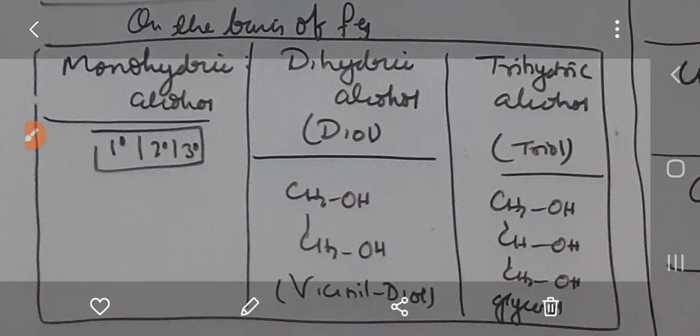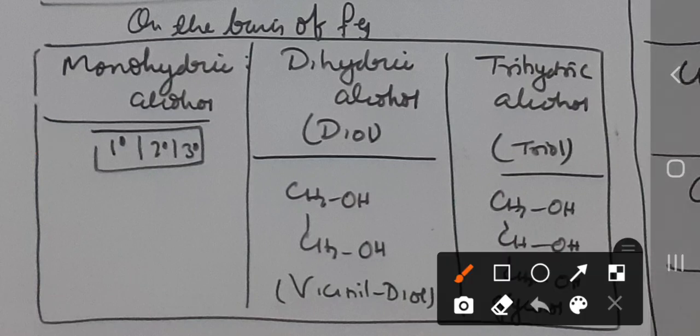In case of having dihydric alcohol, there are two OH groups, and that is why dihydric alcohols are often said to be diol, whereas trihydric alcohol is triol. Monohydric alcohol belongs to 1 degree, 2 degree and 3 degree alcohol. All the primary, secondary and tertiary alcohol contain one OH group. That is why they are considered as monohydric alcohol.